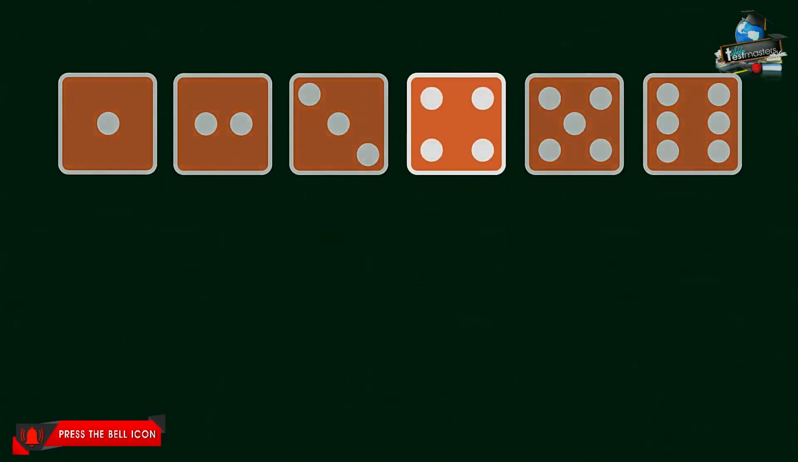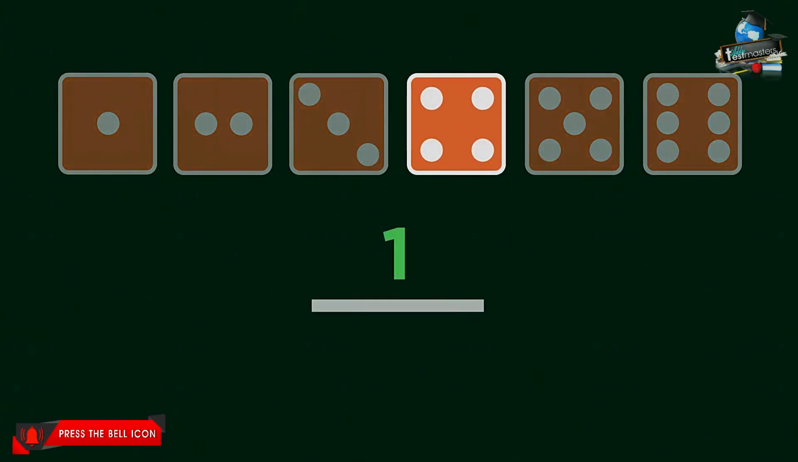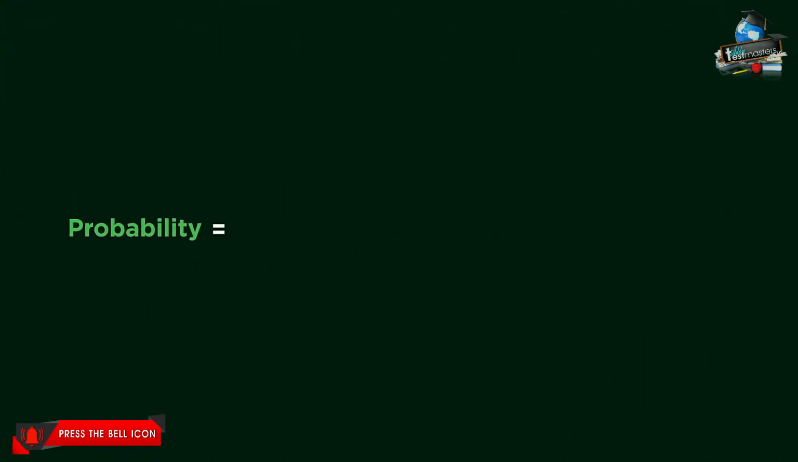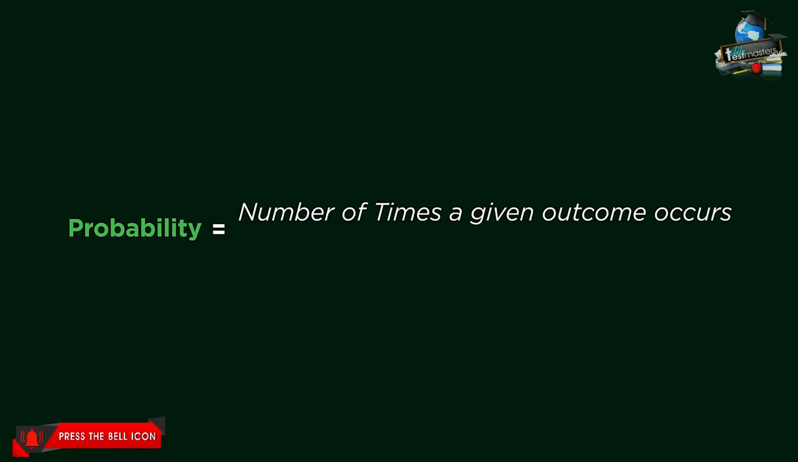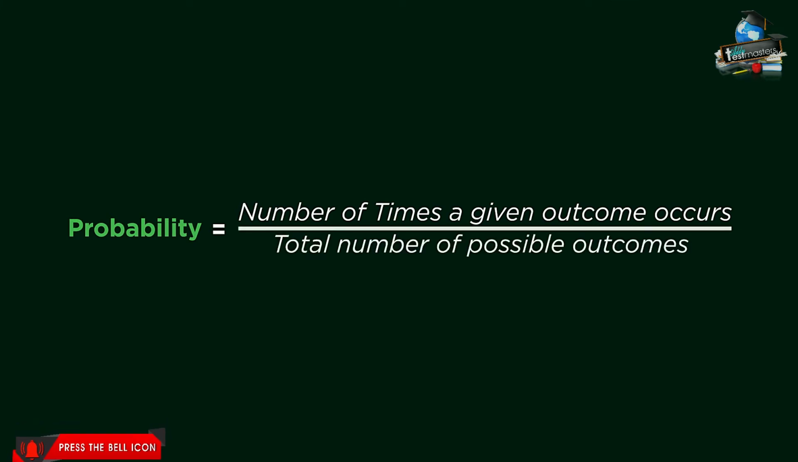If you roll a dice, there are 6 possible outcomes, and the chance of getting 4 is 1 out of 6. Remember this formula to help you do the calculations. Probability equals the number of times a given outcome occurs over the total number of possible outcomes.